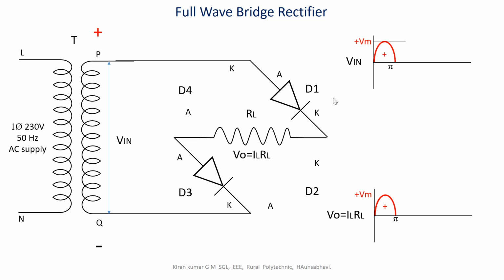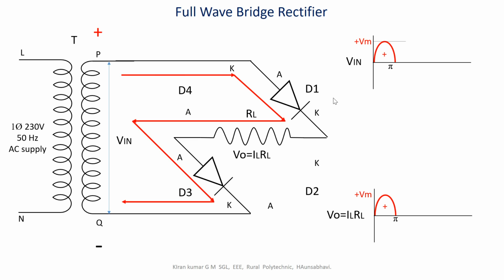Now, the load current will be flowing from the positive terminal of the supply P through this diode D1, RL, D3 and back to this Q as shown here. This load current IL, which is flowing through the load resistance RL from right side towards the left side, produces a voltage V0 which is equal to IL into RL with the mentioned polarity across the load resistance, producing the voltage waveform which is similar to that of the input voltage here from 0 to pi radians.